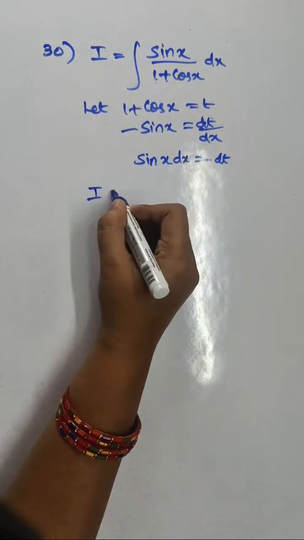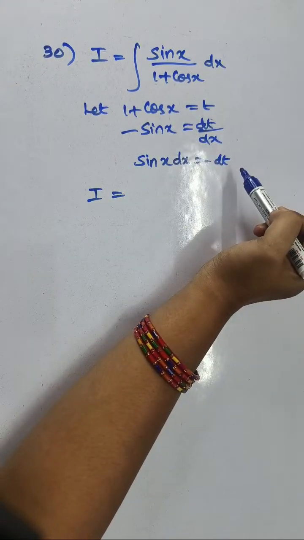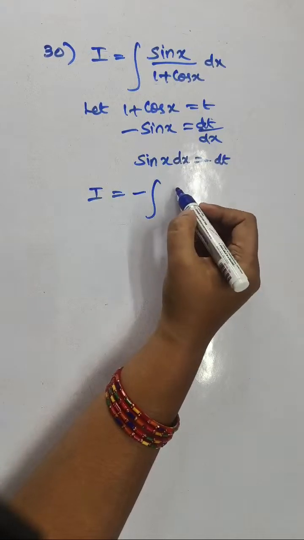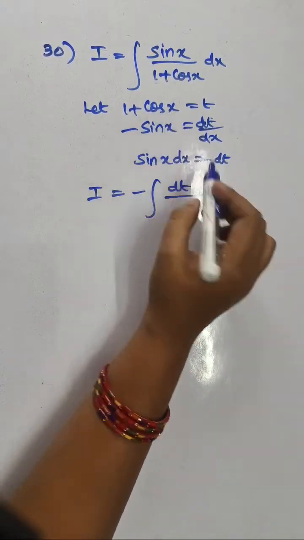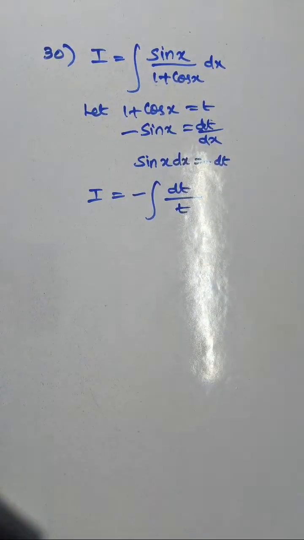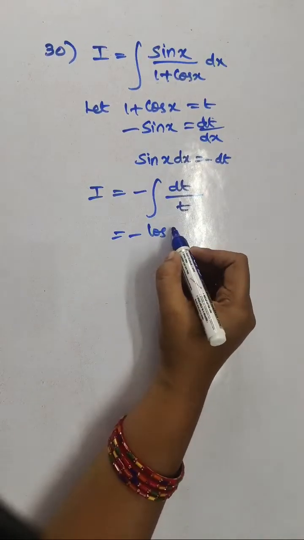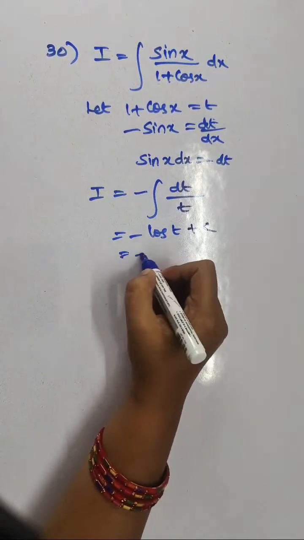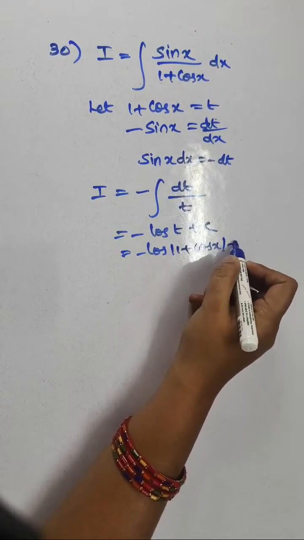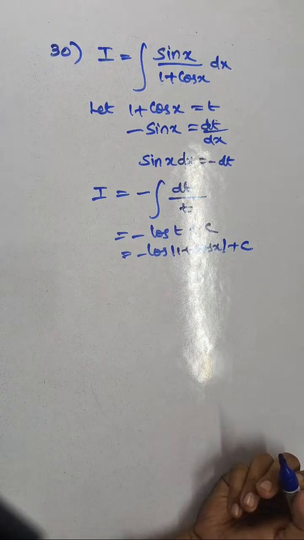Now the question becomes, in place of sin x dx, you can write it as minus dt. So I am taking minus outside of the integration, and 1 plus cos x as t. And we know the formula, integration of 1 by t is log t. Now replace t in terms of x. So that will become minus log of 1 plus cos x plus c. This is the required answer.